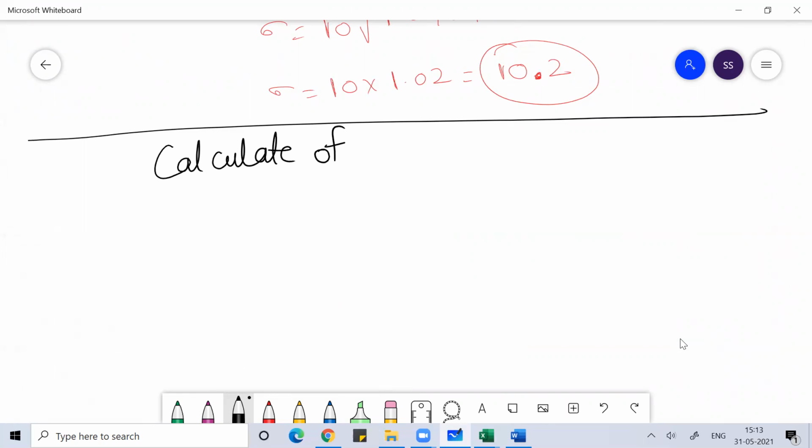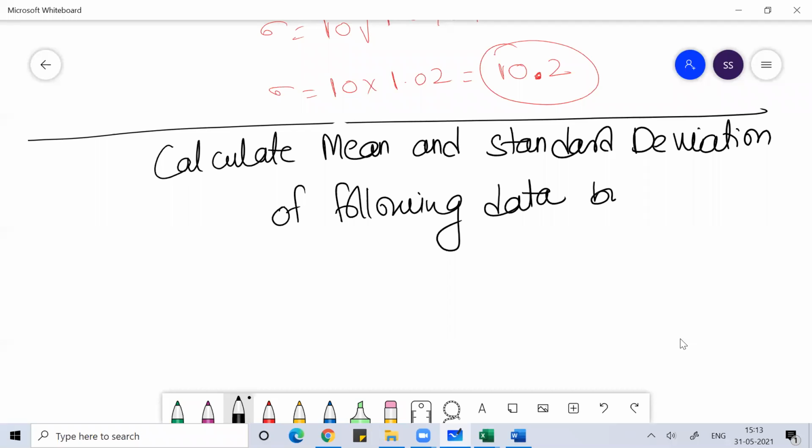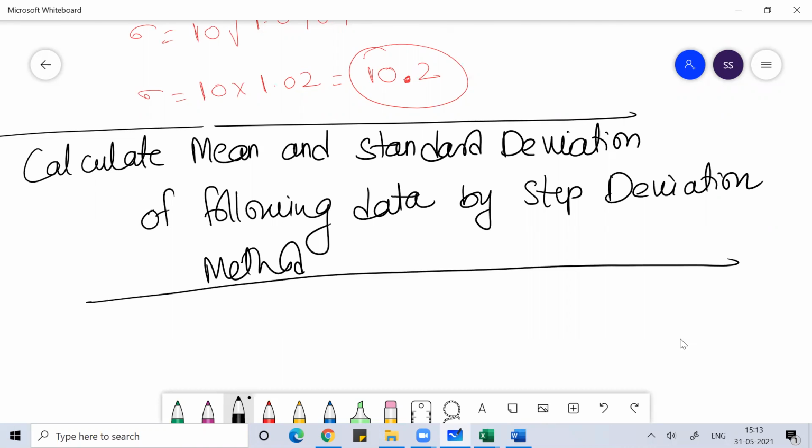Calculate the mean and standard deviation of the following data by the step deviation method. You do this calculation by yourself by step deviation. Write down this problem.